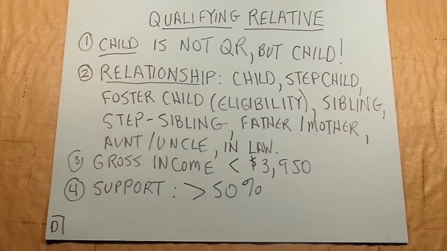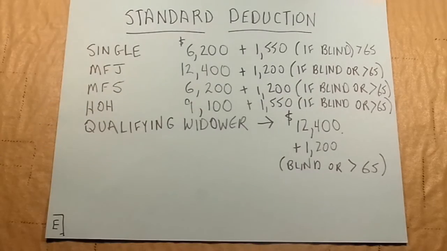There's a relationship test. Is the qualifying relative a child, a stepchild, foster child, sibling, step-sibling, father, mother, aunt, uncle? But again, a child would be a relation, but it would be a child, not a relative. The gross income for a qualifying relative has to be less than $3,950, and the person claiming a qualified relative as a dependent has to provide more than 50% of the support for that relative.